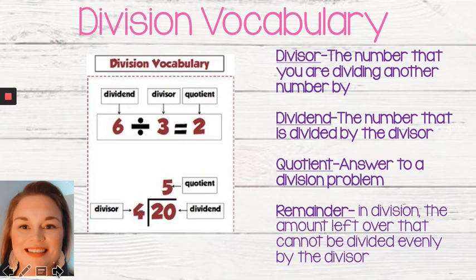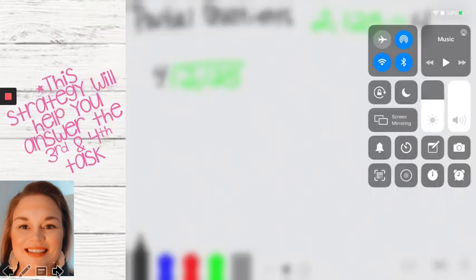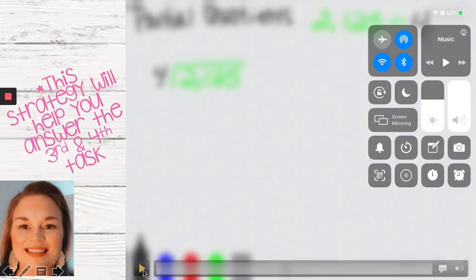This poster also shows that you can write division equations 2 different ways, and it's important to know exactly how to write them because it's important to remember where you put your dividend and your divisor in both equations. Now I'm going to show you a division strategy that will help you answer the task number 3 and 4 in your packet.